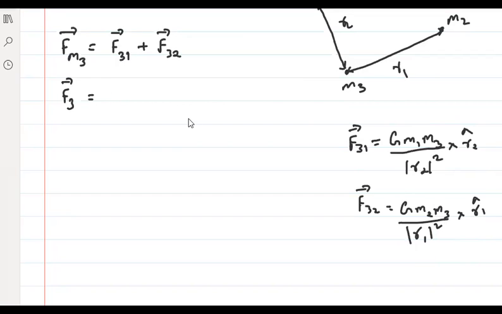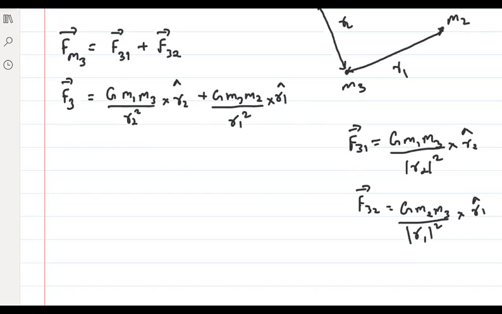Now, can I just write it like this: G M1 M3 by R2 square, this is just a variable, into R2 cap, plus G M3 M2 by R1 square into R1 cap. That is the expression, yes or no? Simple. If you break down your topic, it will be simpler. Now, this is the system of three objects.